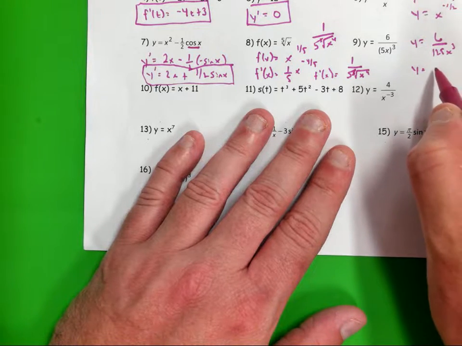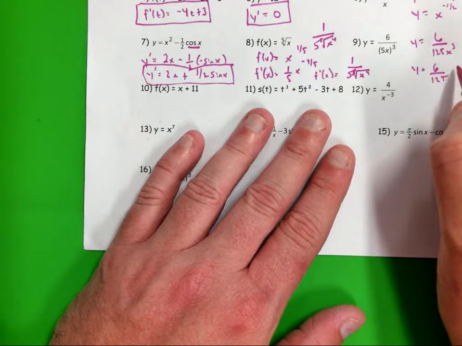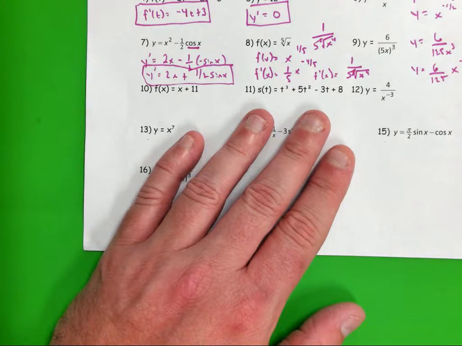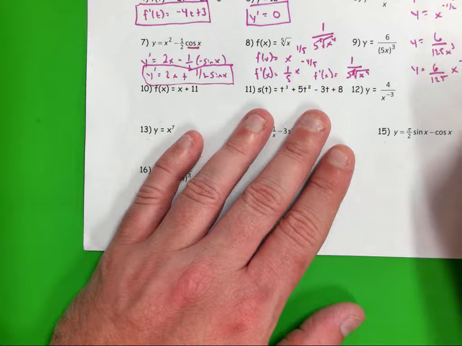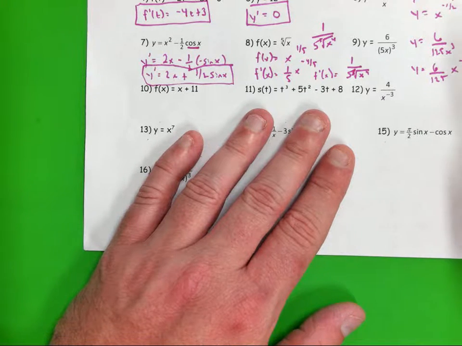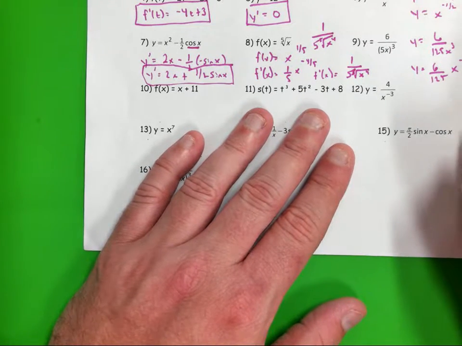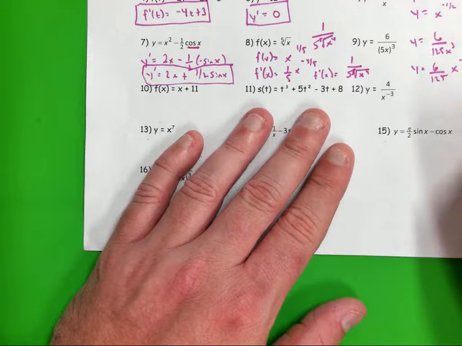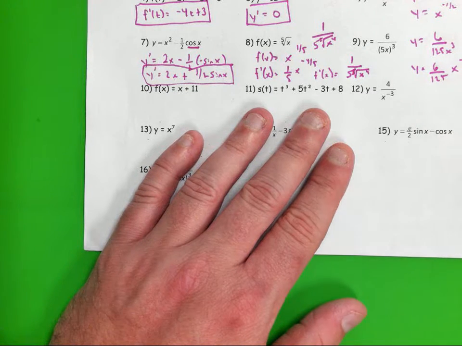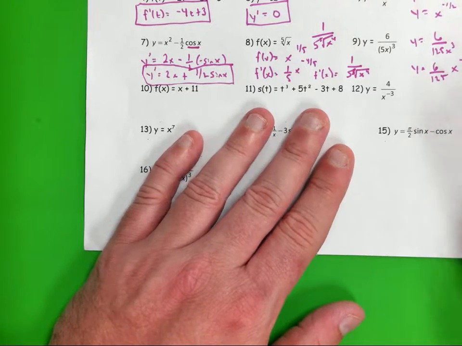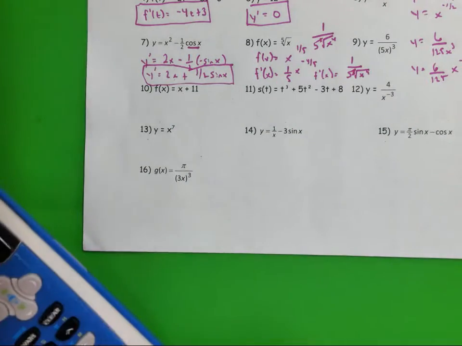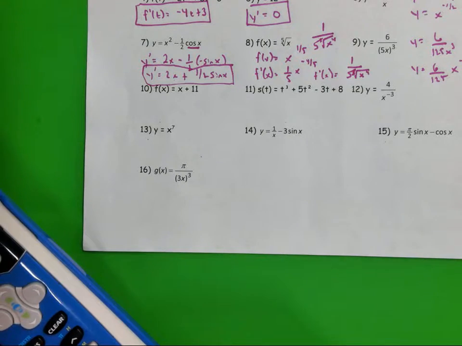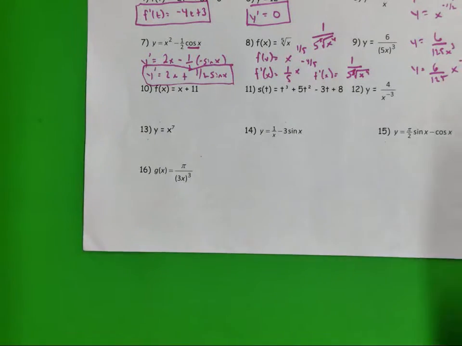y equals 6 over 125, x to the negative 3. Now, negative 3 times this, y prime equals negative 18 over 125, x, negative 3 minus 1 is negative 4. So y prime equals negative 18 over 125, x to the 4th. I'm going to put that in the denominator. Let's make sure we can simplify that. No. That is your answer.